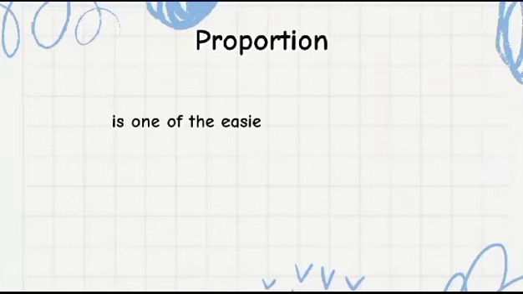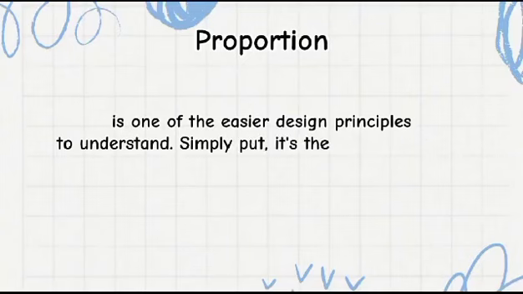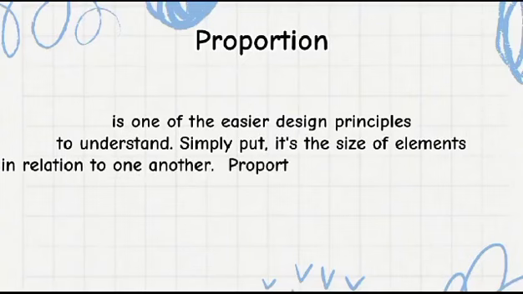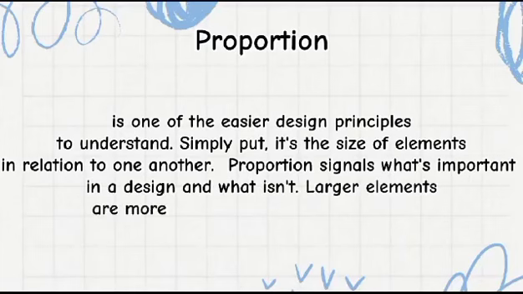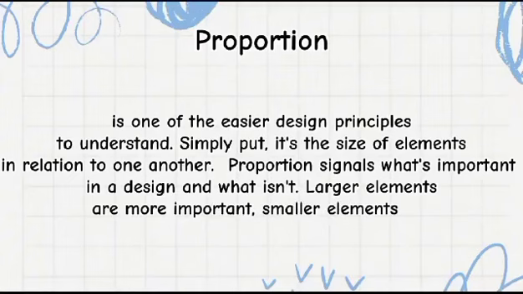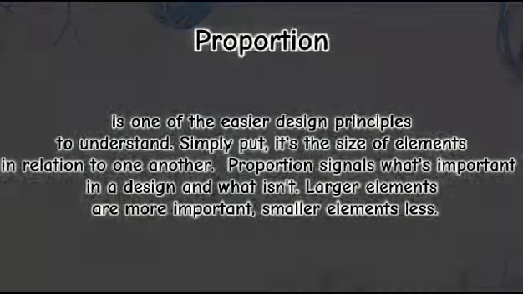Proportion is one of the easier design principles to understand. Simply put, it's the size of elements in relation to one another. Proportion signals what's important in a design and what isn't. Larger elements are more important, smaller elements less. This is an example of proportion.